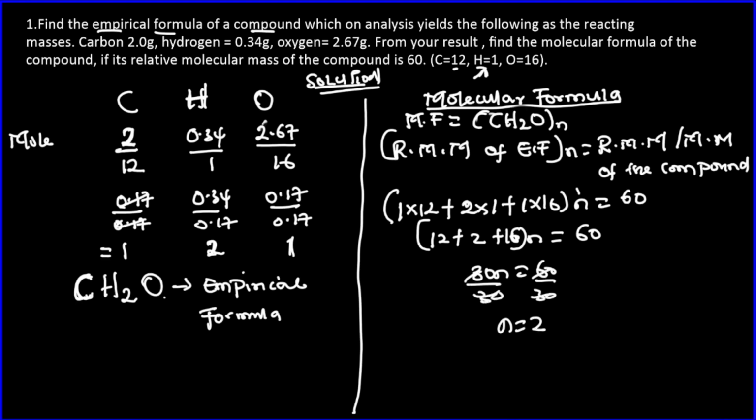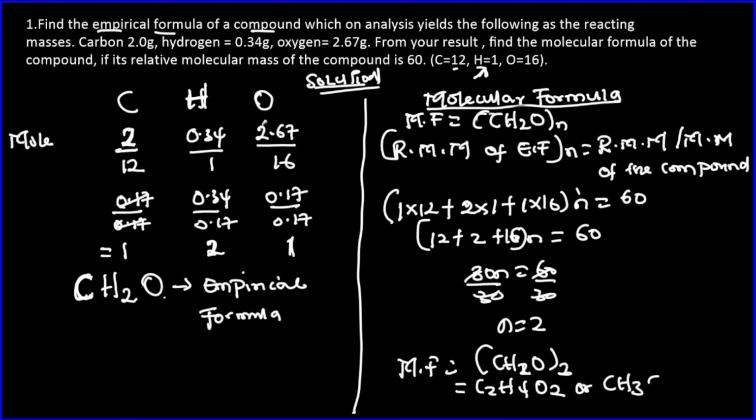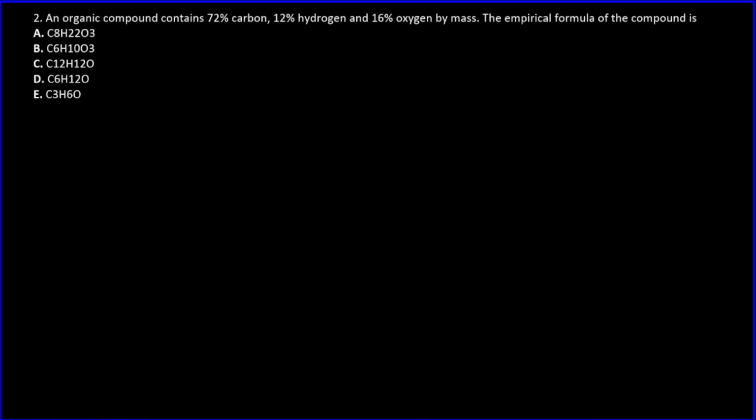Now, since we know that n is 2 here, the molecular formula is going to be CH2O multiplied by 2 as a subscript. This becomes C2H4O2. This is the molecular formula. This is looking like ethanoic acid. Yeah, I think so. Or we can write it as CH3COOH. This is ethanoic acid. So this is its molecular formula. Simple. Let's go to the next question because of time.